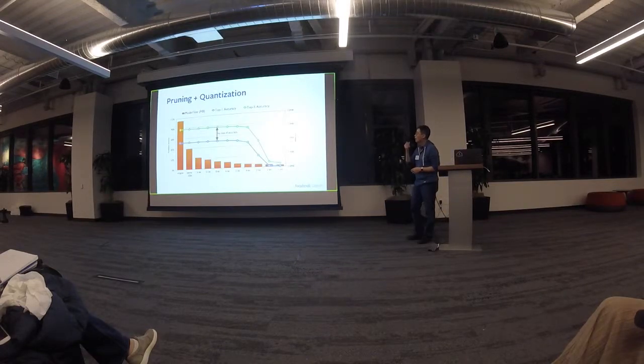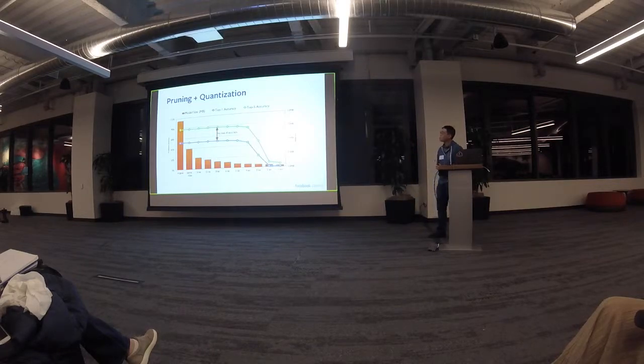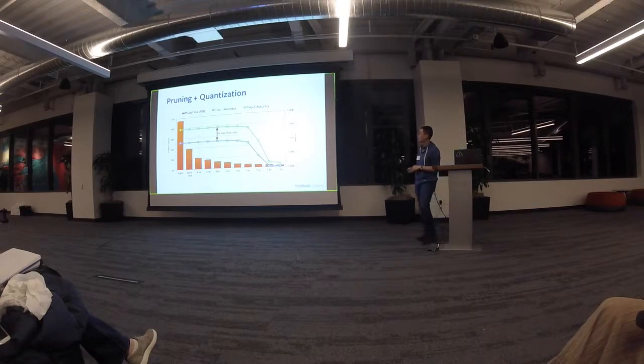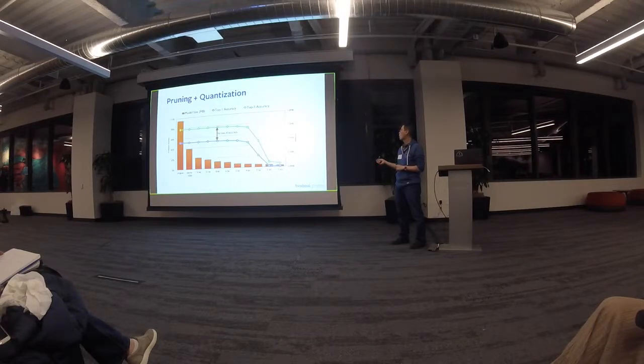Shown here is a graph of using pruning and quantization to compress a model. This is a model that's already pretty efficient. It is a small model with a size of just around 1.8 megabytes, and an accuracy of 40 or 50 something.